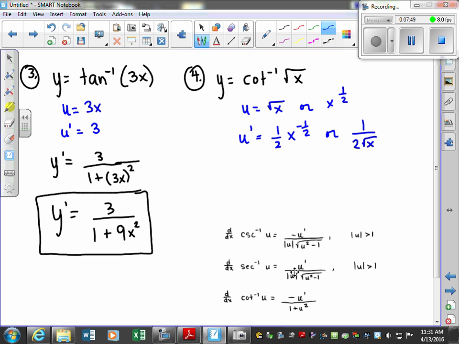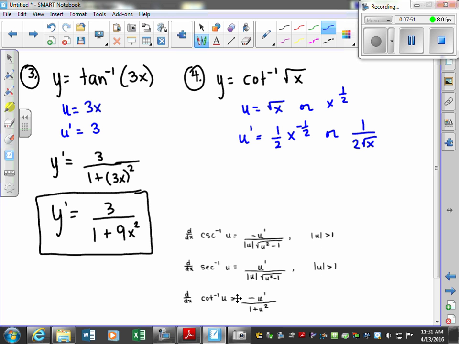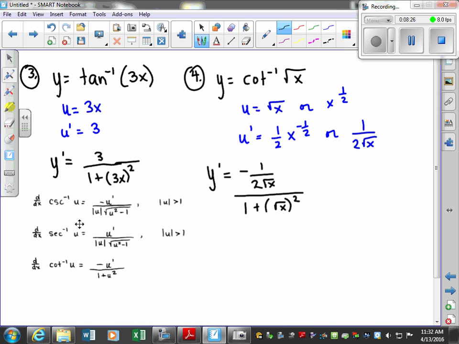Okay, now let's take this cotangent inverse formula here and work with that. So y prime equals a negative u prime. So I'm going to have negative 1 over 2 square root of x. Then that's going to be divided by 1 plus our u, which is the square root of x, squared. Right? Make sure we got everything transitioned. I'm going to try to just move this over here for a minute. Let's just take the extra step.